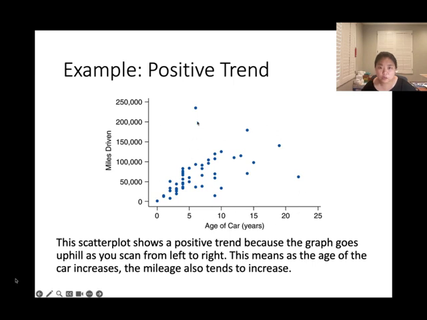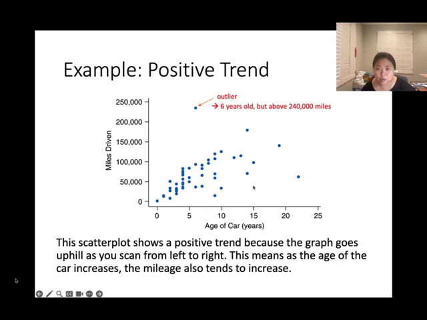You could see for this dot, we call this an outlier. Think about it. This car is about 6 years old, but it has about 240,000 miles. So I believe this is an outlier. And this one may be an outlier as well, right? Because the age of the car is about 23 years, but the mileage is only about 60,000.